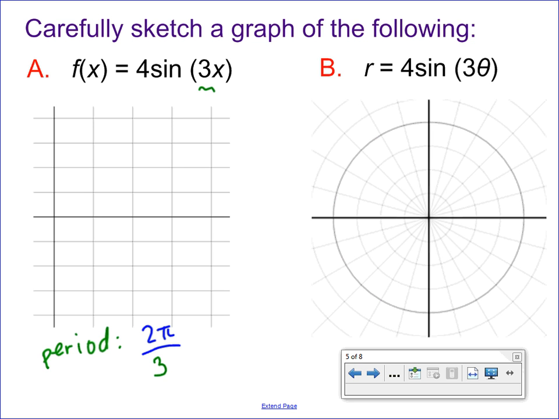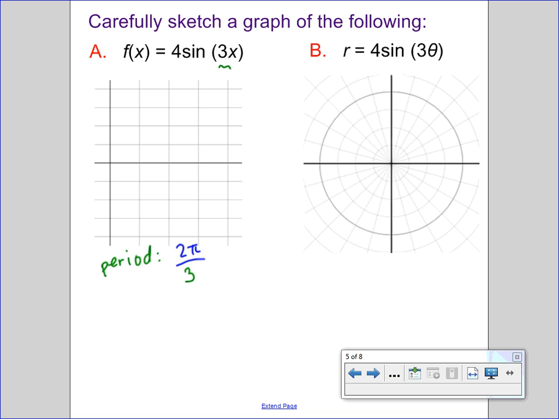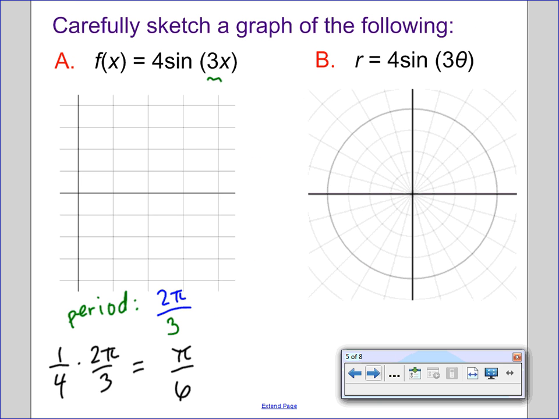So that I can make a convenient plot, I'm going to consider the quarter period, and then every tick mark I can do my quarter period. A quarter of 2 pi over 3 is pi over 6. So I'm taking the period of my regular sine function, 2 pi, dividing it by my speed factor b to determine the period of this newly transformed graph. Then I'll do a quarter period just so that I know where to make my tick marks. In other words, I'm going to go pi over 6.